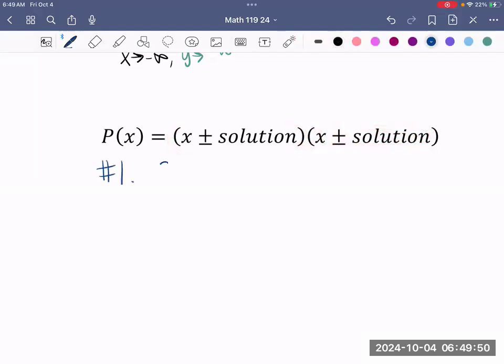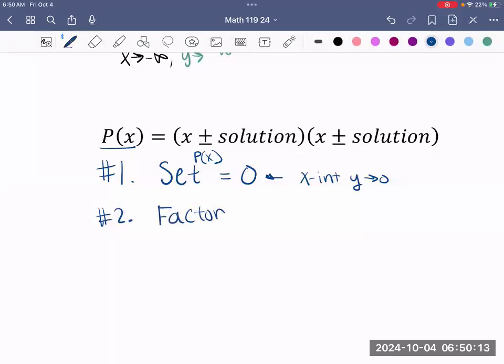we go step 1, we set p of x equal to 0 because this is your x-intercept, right? Your x-intercept, y goes to 0. So we set p of x equal to 0. Step 2, we factor. That is, if it's not factored already. In this form, it would be factored, so we can skip those steps. And then step 3, we're going to set your factors equal to 0 and solve.